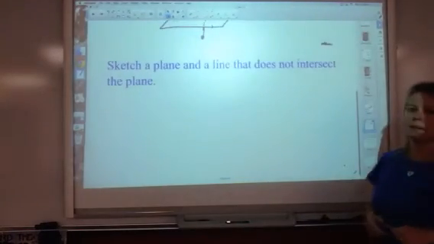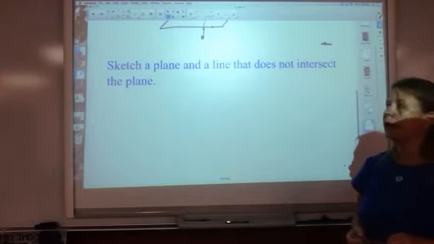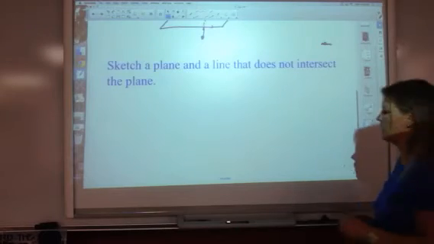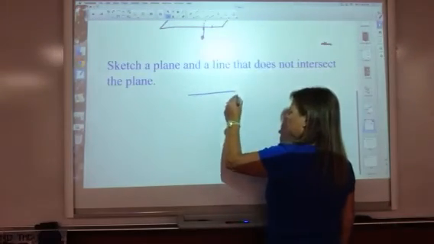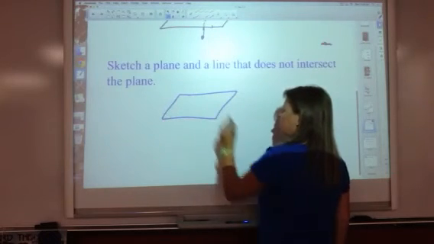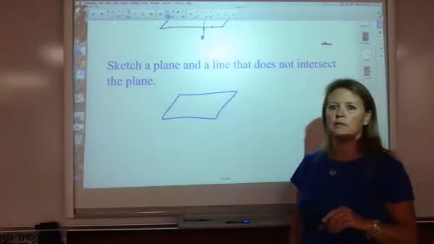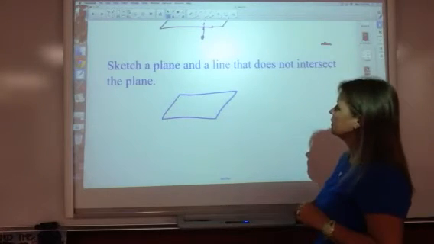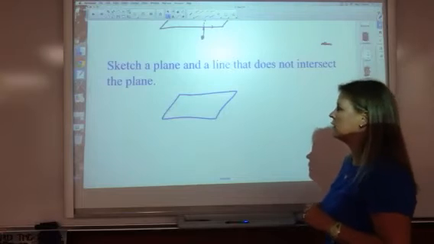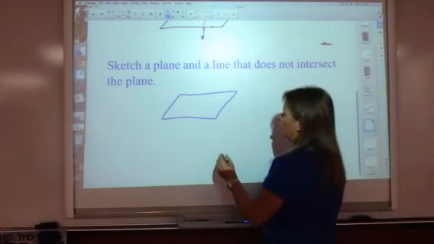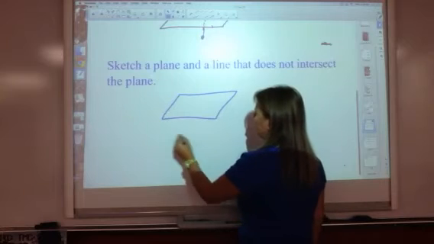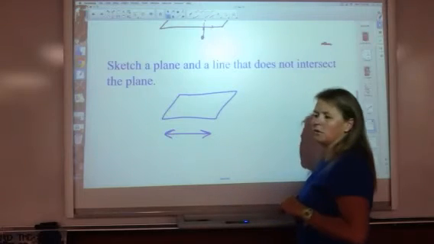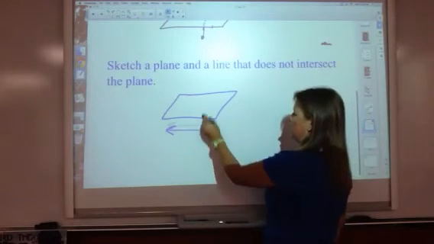Last one, then we get to wrap this up. Sketch a plane and a line that does not intersect the plane. Okay, we'll start with the plane again. Sketch a plane. If you want to, pause the video here and see if you can come up with the diagram by yourself, and then start it back up and see if they end up the same. Sketch a plane and a line that does not intersect the plane. So I'm going to draw that line here. Not too difficult. It obviously can't be in the plane.